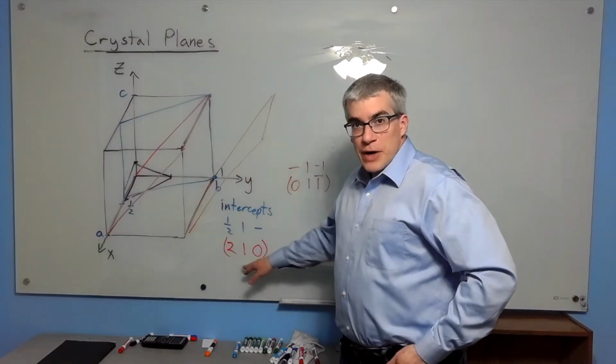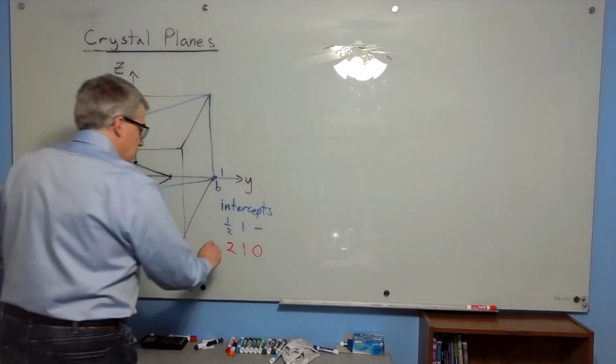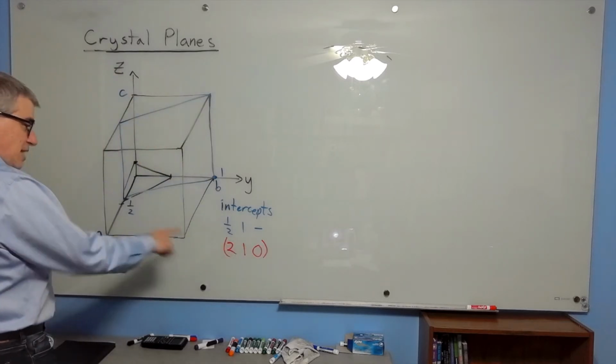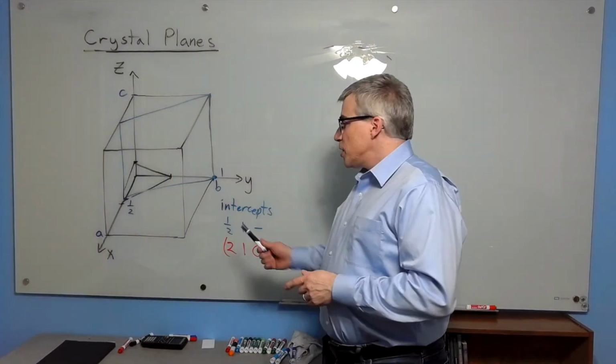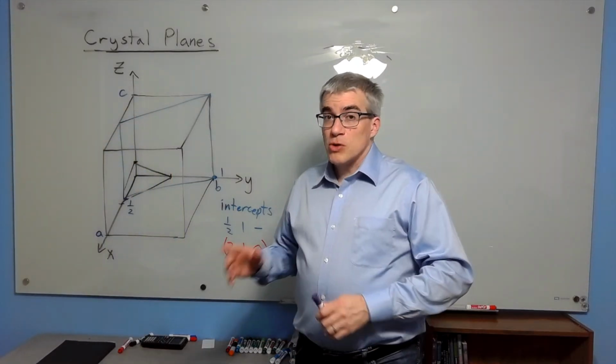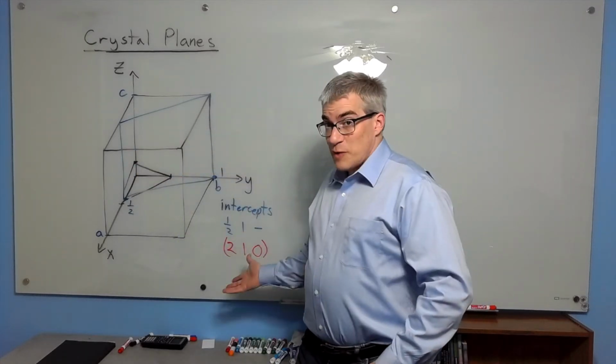If we had any fractions, we would clear them. And if we had any minus signs, we would turn them into overbars. And then this is the notation, the Miller indices for that plane in the crystal. What if one of the intercepts is 0? Then they're all 0 because that would mean the plane was passing through the origin, and this system would fail.